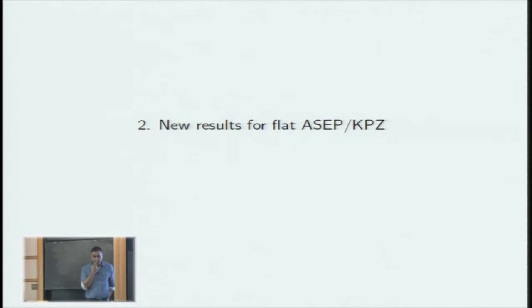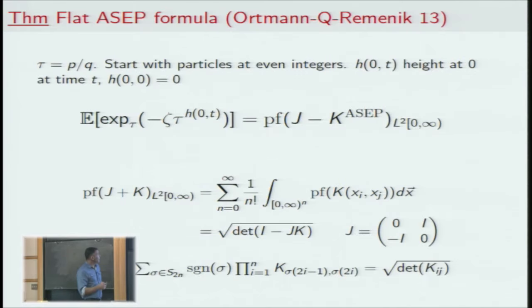Okay, so now we can talk about the new results. I'll just tell you the result. The result's about ASEP. So you take ASEP and you take flat ASEP. Flat ASEP means the particles are initially 0, 1, 0, 1, 0, 1, 0, 1. p over q is called tau. And H is that height function I told you about. And now you take a certain exponential, a tau-deformed exponential transform of the height function, take its expectation at time t, and it's given by a Pfaffian.